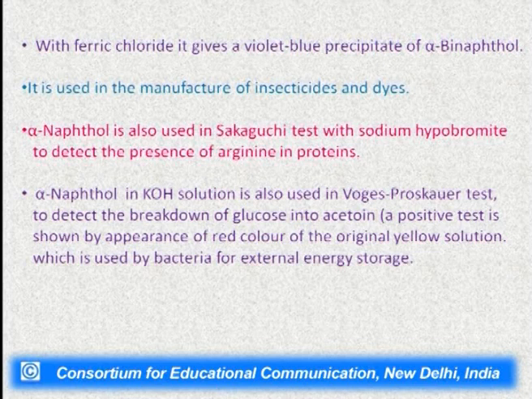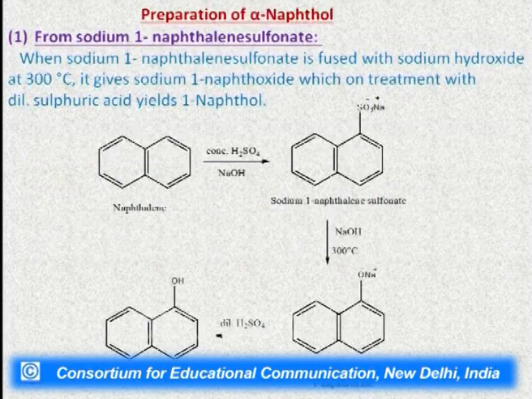in which a positive test is shown by the appearance of red color from the original yellow color. It means the yellow color will change into red color, indicating the breakdown of glucose into acetone. This acetone is used by the bacteria for external energy storage. So this alpha naphthol is a naphthalene derivative.